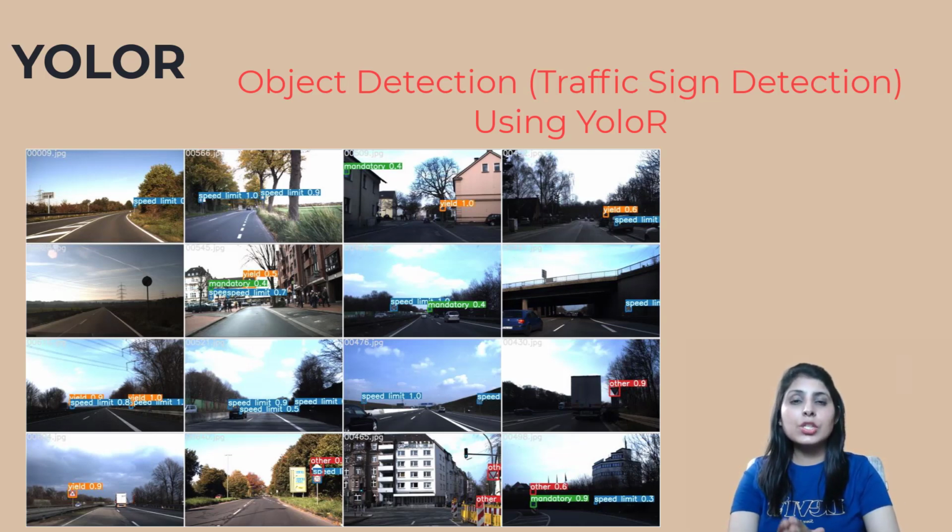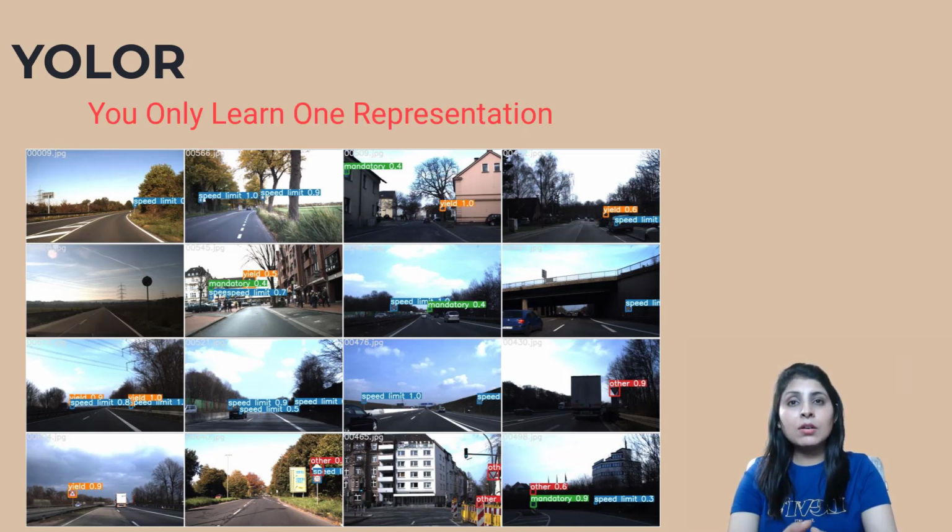So guys, in this video I'll show you how to implement object detection using YOLO-R. YOLO-R stands for You Only Learn One Representation. YOLO-R is a new object detection algorithm and it got released last year in 2021. YOLO-R is written in TensorFlow and in PyTorch, right? Today I'll show you how to implement YOLO-R using the PyTorch environment, okay?